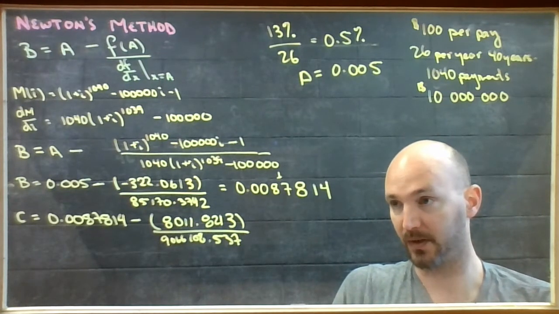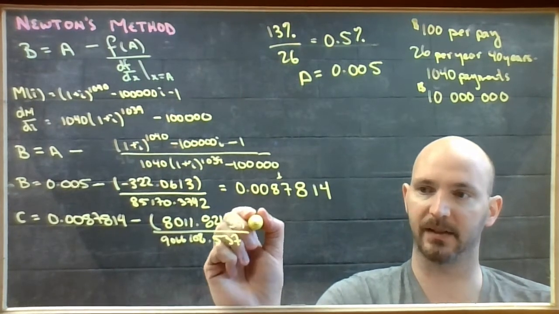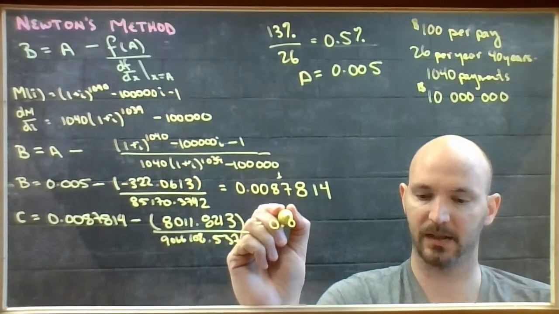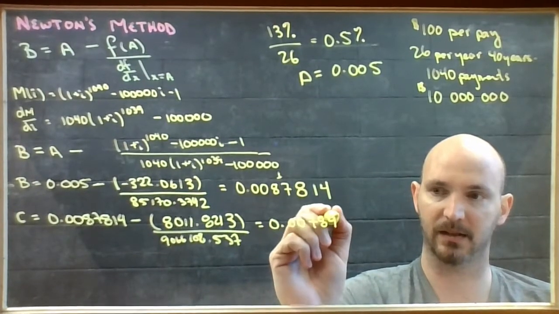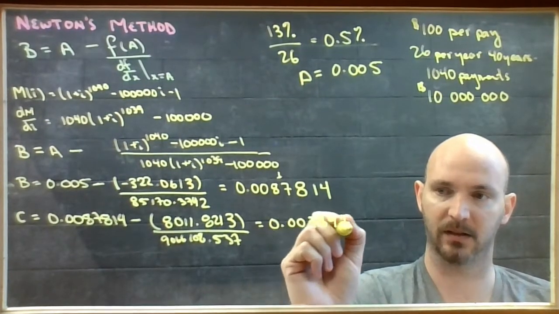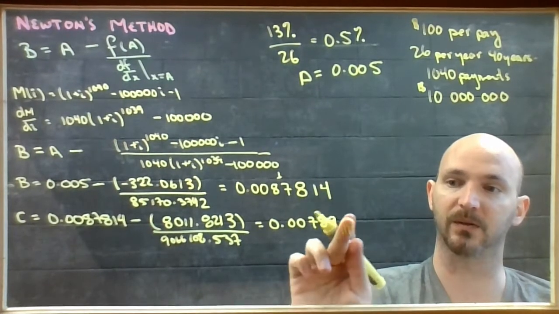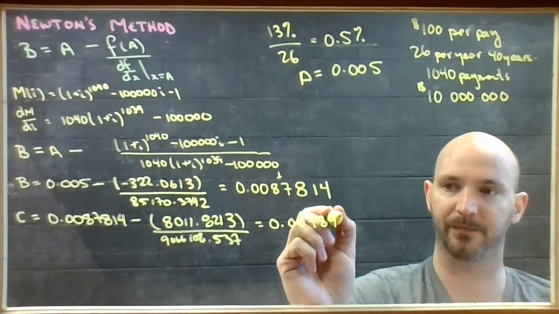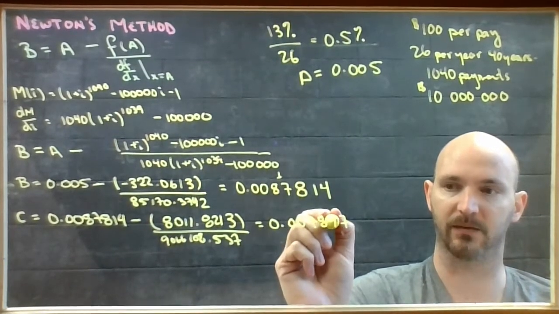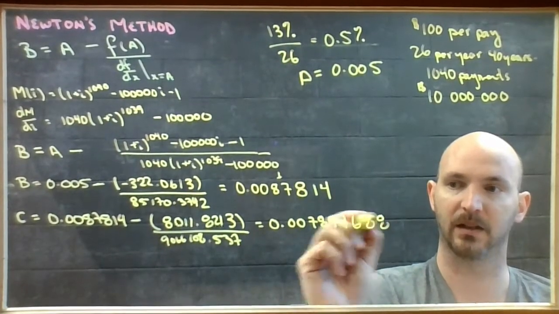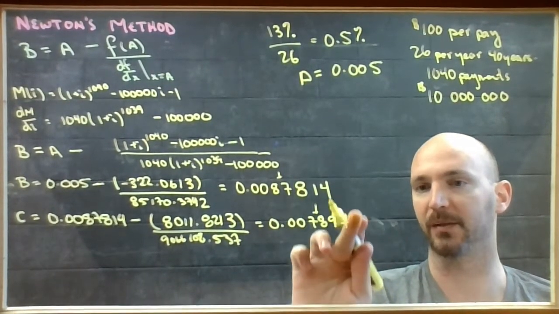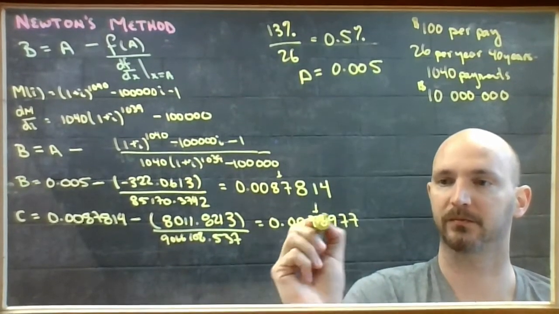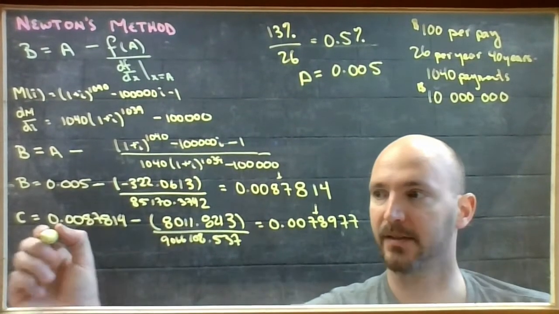And I'm going to take 0.00878814 and subtract the answer I just got. And my new guess is 0.0078976. And so this one would round to, wait a minute, 7897688. My significant digits start there, so 1, 2, 3. I need to keep that fourth one. It rounds up to a 7. Okay, there's my new guess.